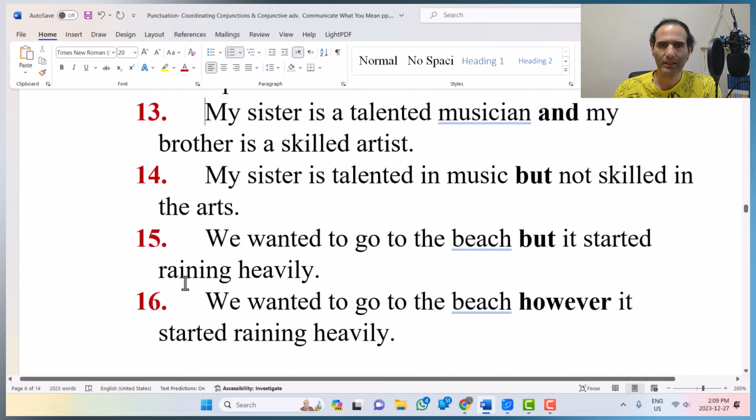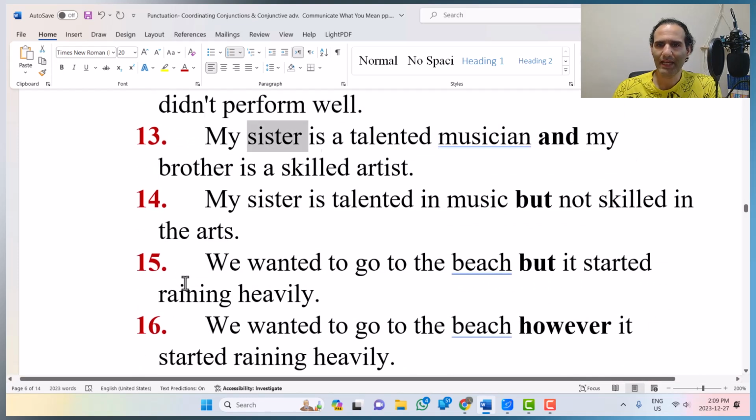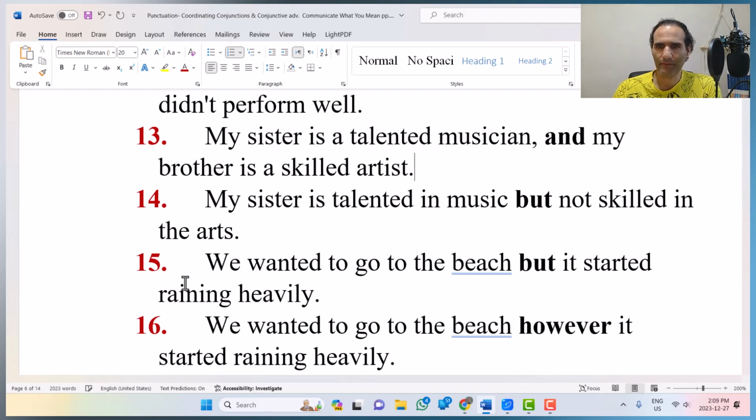Number 13: "My sister is a talented musician and my brother is a skilled artist." Two independent clauses, a comma. Number 14: "My sister is talented in music but not skilled in the arts." So this one is not an independent clause, so we don't need a comma before. Number 15: "We wanted to go to the beach. It started raining heavily." Two independent clauses, comma. Number 16: "We wanted to go to the beach, however," semicolon, comma.